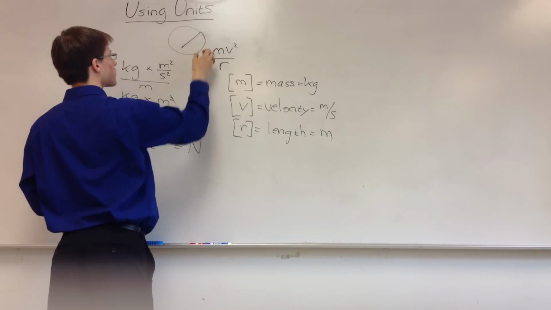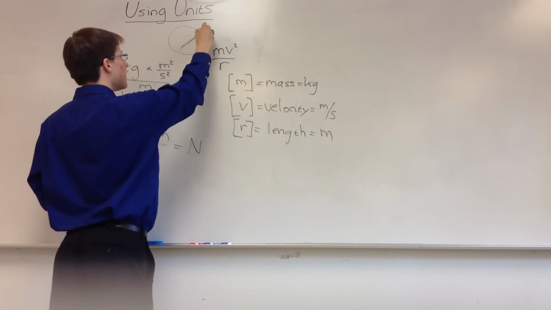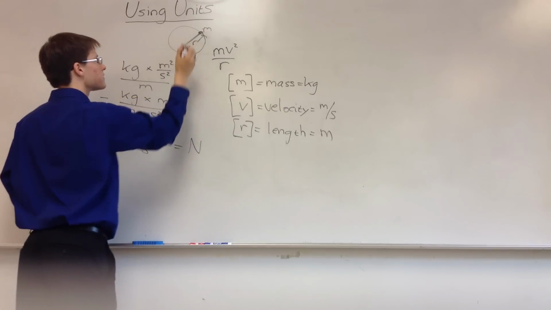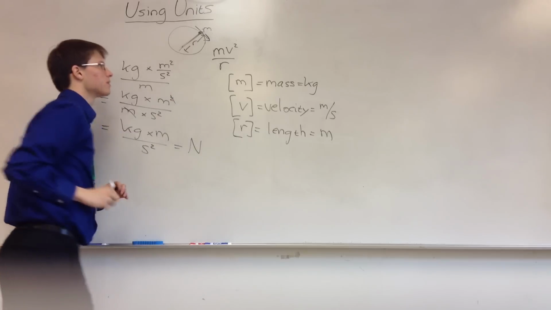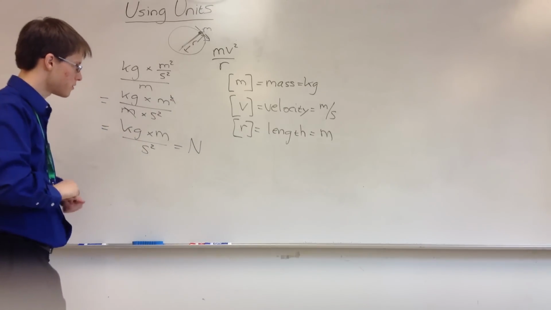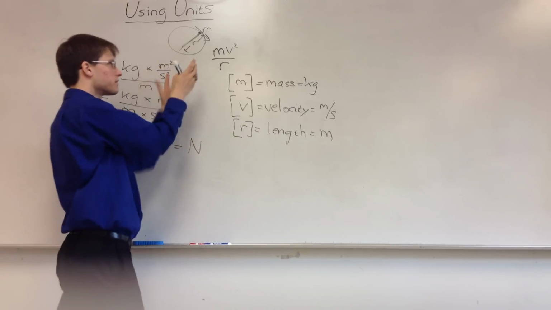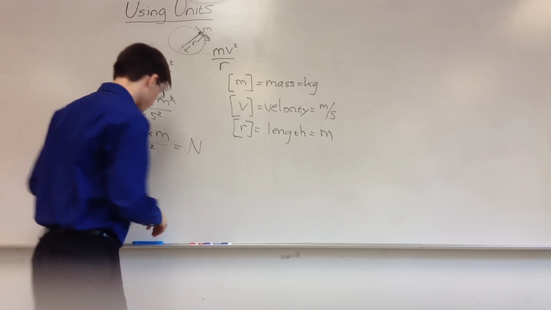So if an object, let's say on a string, is spinning in a circle, m is the mass of the object, r is the distance between the mass and the point it's connected to, and v is the tangential velocity of the object. So you can reason that this is a force and look at the variables and try to figure out more, but just knowing it's a force is valuable in and of itself.